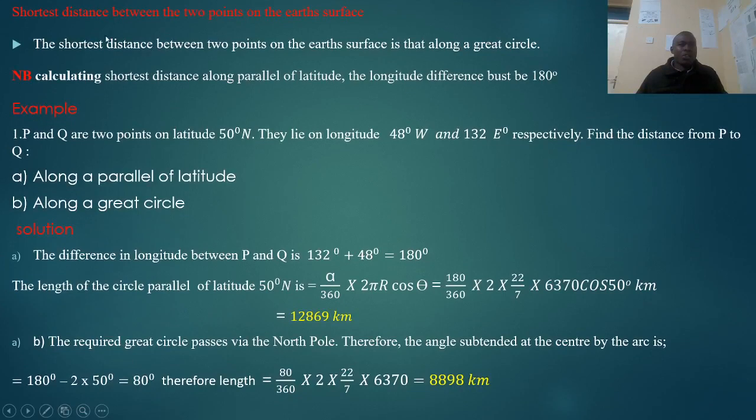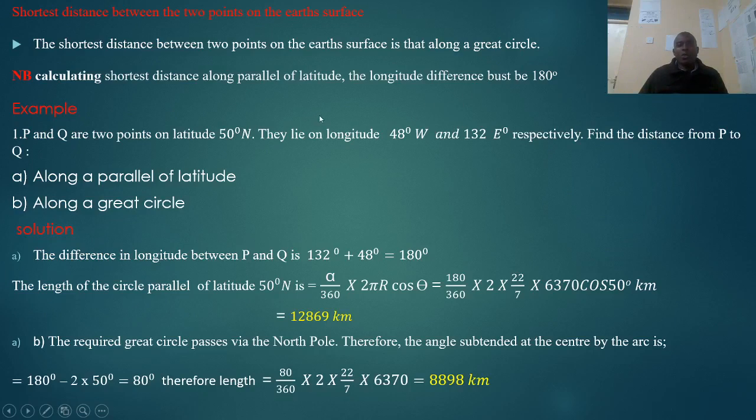Now, let's talk about shortest distance between 2 points on the Earth's surface. You realize that the shortest distance between 2 points on the Earth's surface is along great circles. Along great circles, that's where we have the shortest distance.